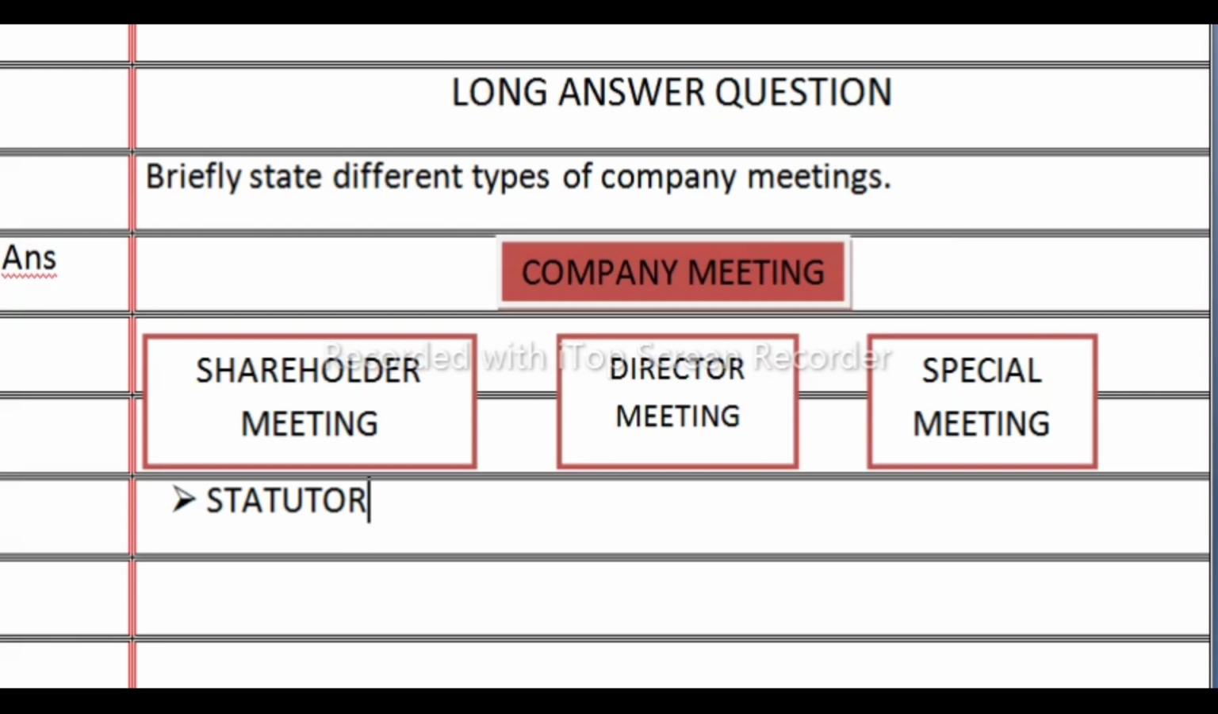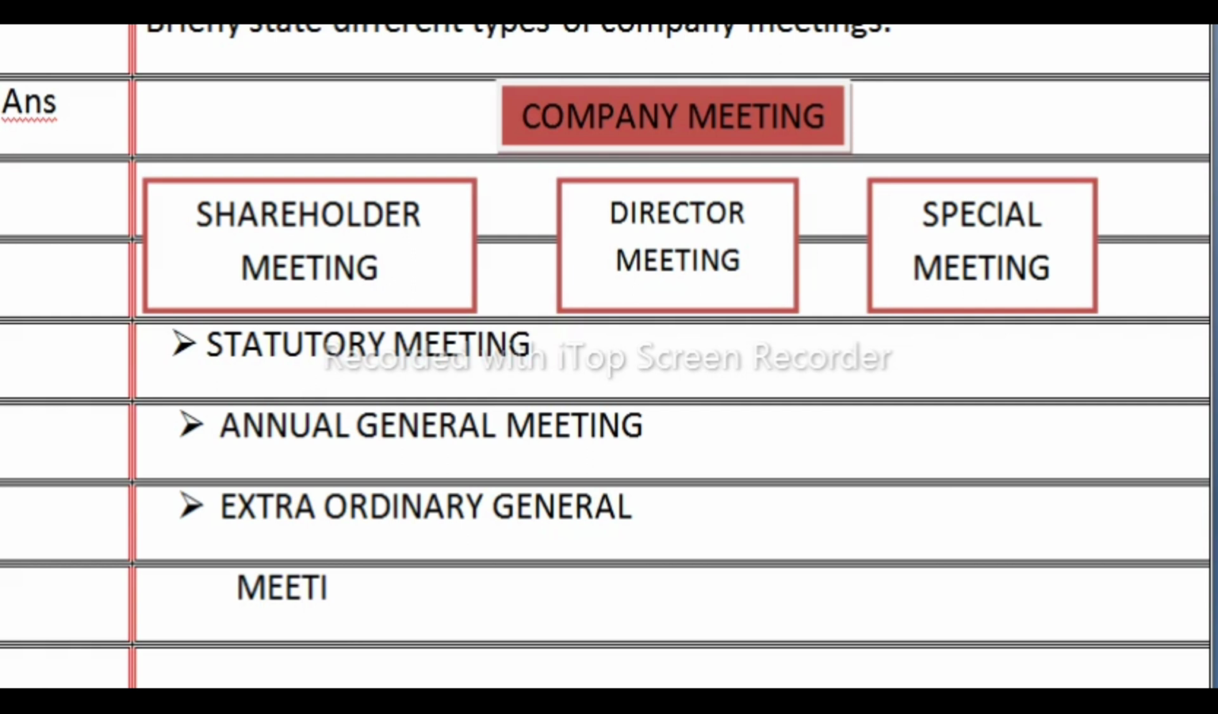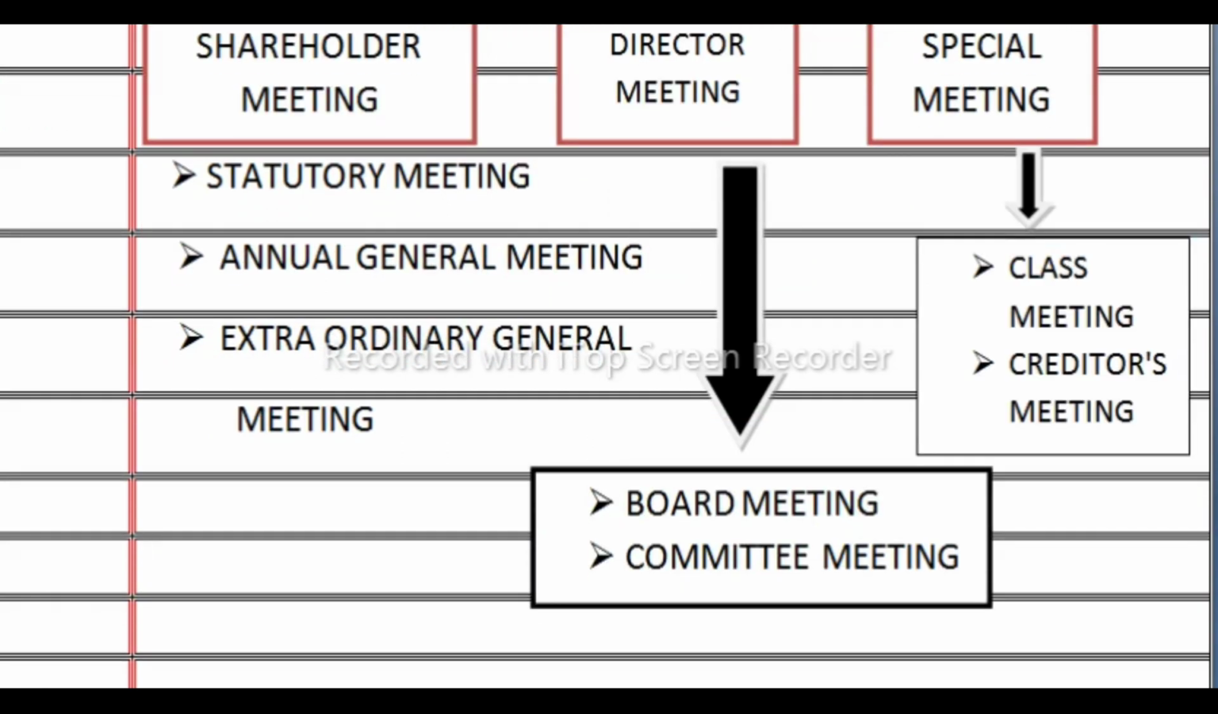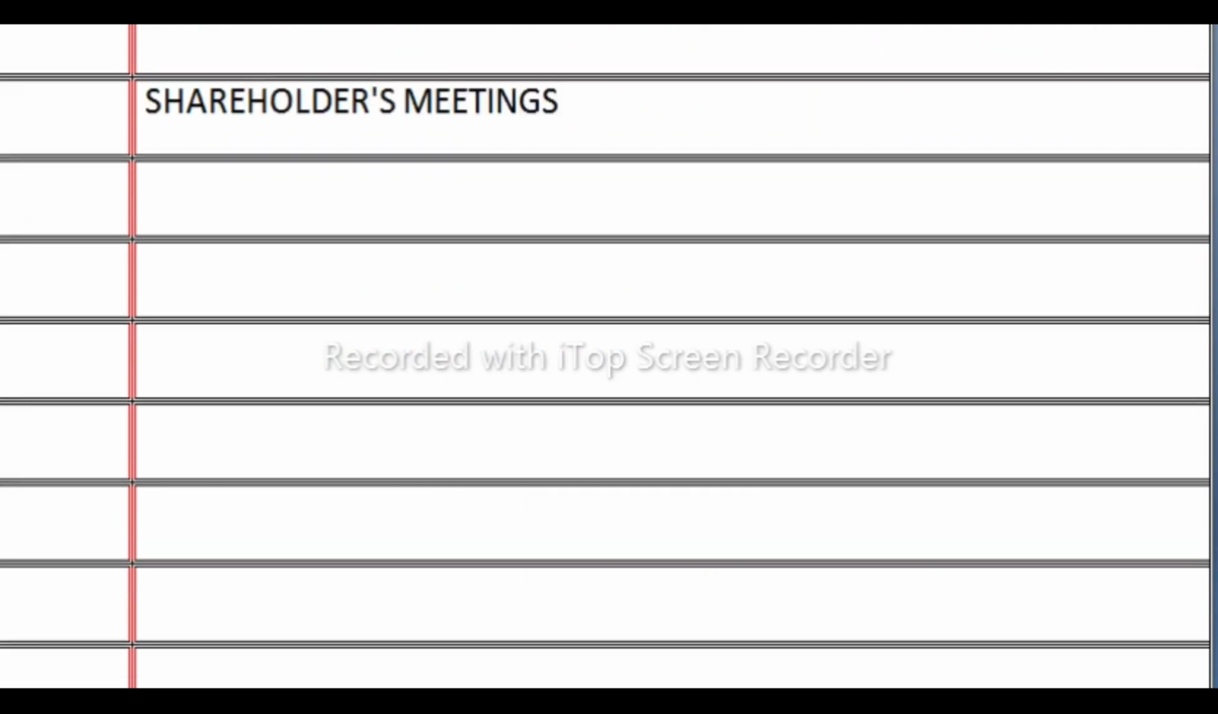So first, if you take the shareholder meetings, it is divided into three. Then the meeting of the directors is divided into two, and special meetings again are divided into two. So let's have a look at all these types of meetings in detail. First, let's have a look at the shareholder meetings.